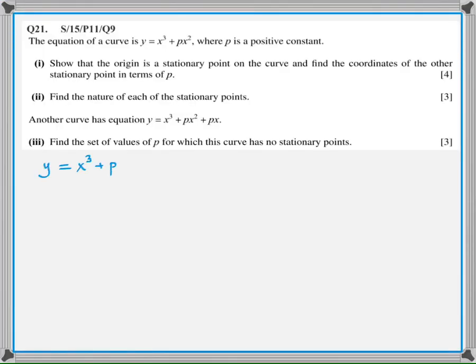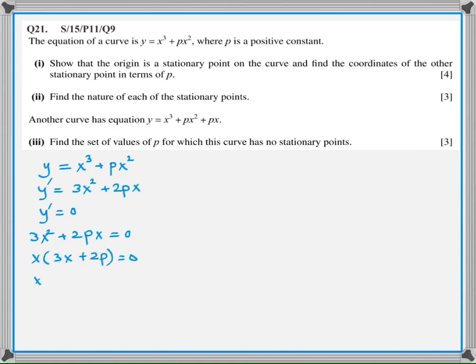Differentiate x cube plus px square, that is 3x square plus 2px. Differentiate once more, 6x plus 2p. Now whatever I was preaching, whatever I was propagating, actually I did the opposite, my bad. This time, after finding y prime, I'm making it equal to 0. I'm taking common, use common sense to take common. X comes out to be 0, that's the origin. And the other point is minus 2p over 3.